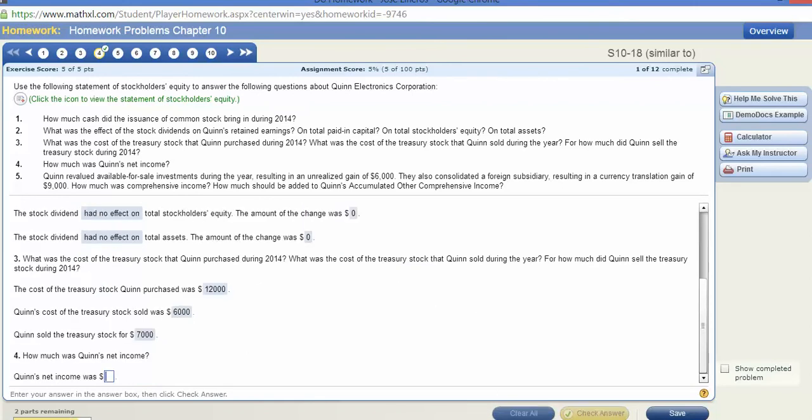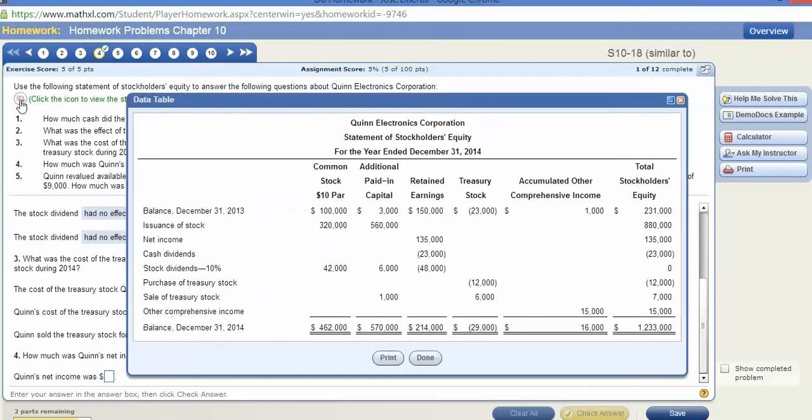All right, let's look at the next one. The next one's super easy and it's given to you. Quinn's net income. Come up here, you're looking, net income. Net income was clearly 135,000. This is the retained earnings balance that we had. This is how much net income was, which increases retained earnings. Cash dividends, stock dividends, none of this has to do with the net income. This is our net income. It's basically given to you.